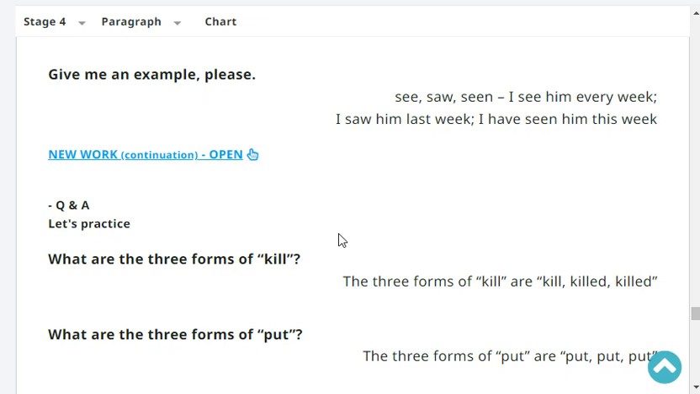See, saw, seen. I see him every week. I saw him last week. I have seen him this week. Very good.